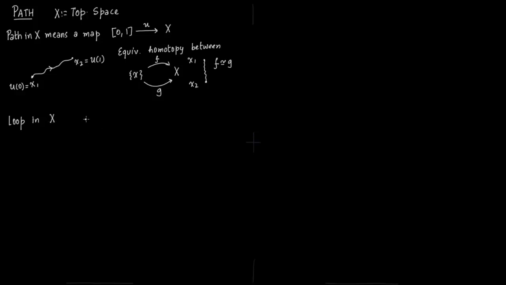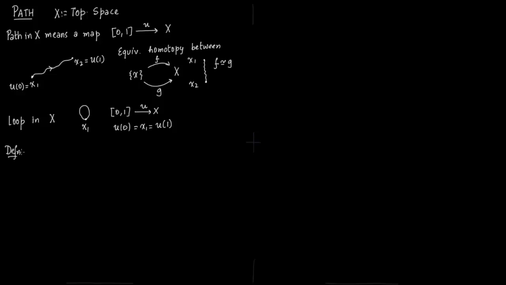Loop in the topological space X. You just identify both the points. So again it is a continuous map from the unit interval to space X, and u of 0 is x1 and u of 1 is also x1.